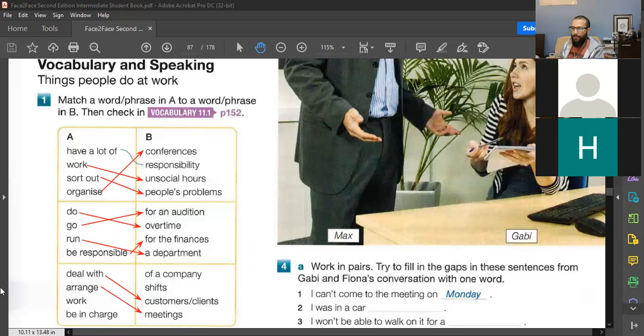And we work shifts. We work shifts is correct. And we are in charge, or he's in charge, or they're in charge of a company. Correct. That's right. So these are some of the words that we'll talk about.